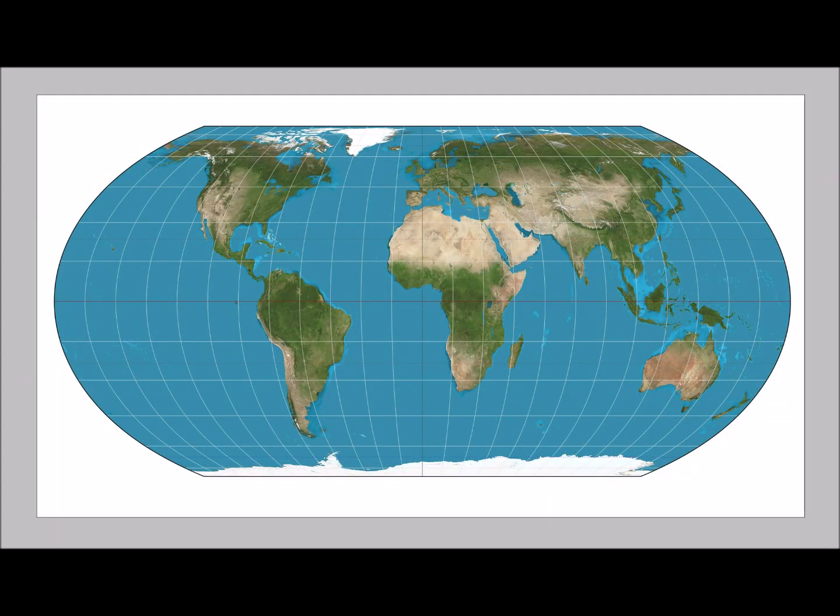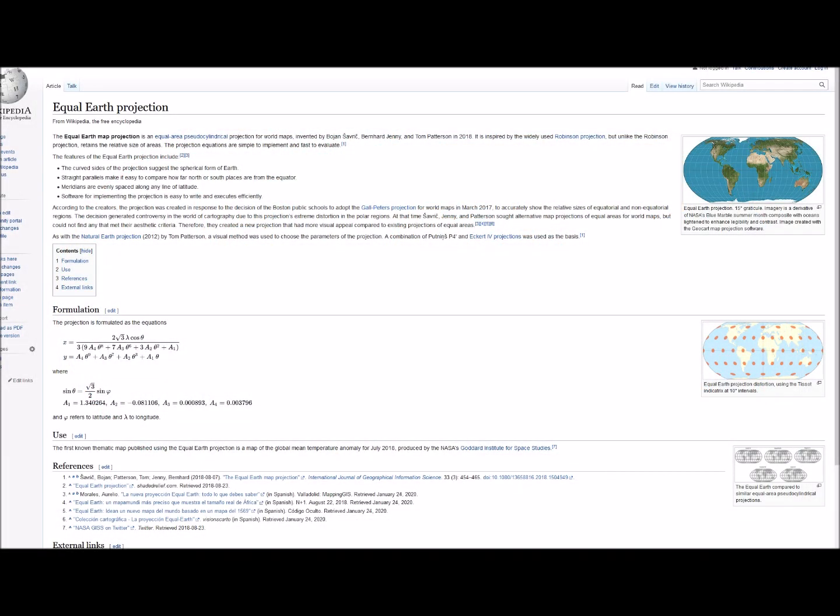So here is the projection called the Equal Earth projection, and it's a pseudo-cylindrical projection, and it is an equal area projection, like the Gall-Peters map. However, it has much less shape distortion than the Gall-Peters map, and that's what we're going to look at. This is where we introduce Tom Patterson. I mentioned Tom Patterson in the previous video.